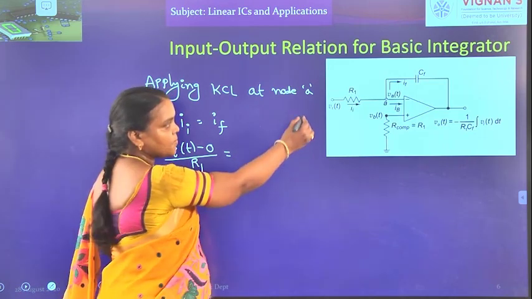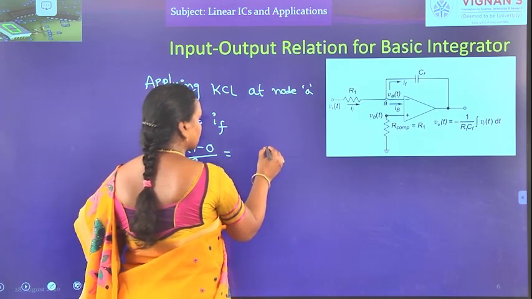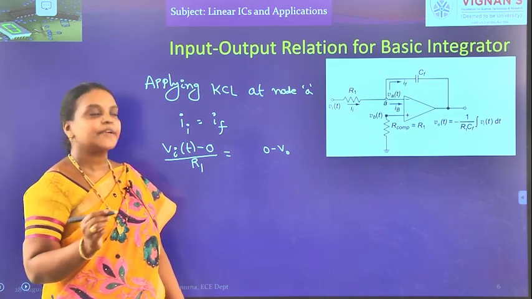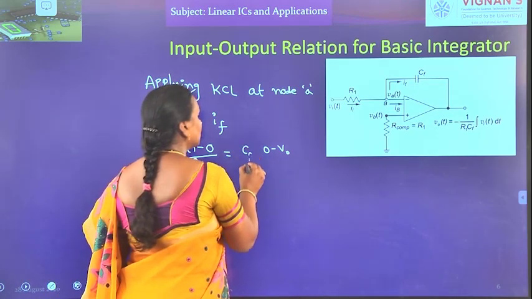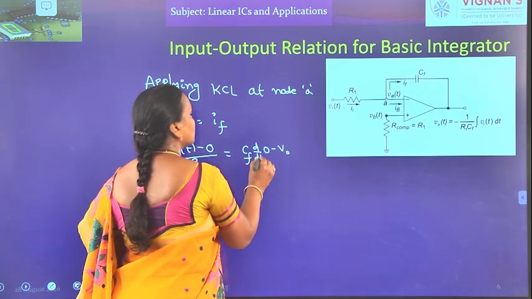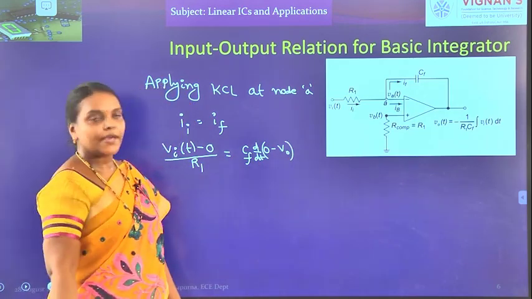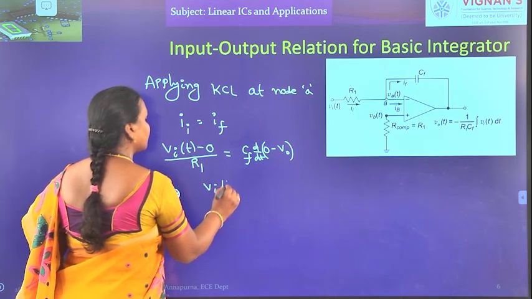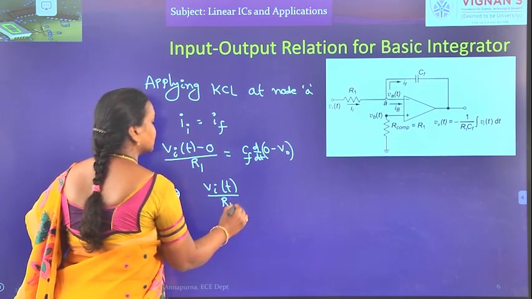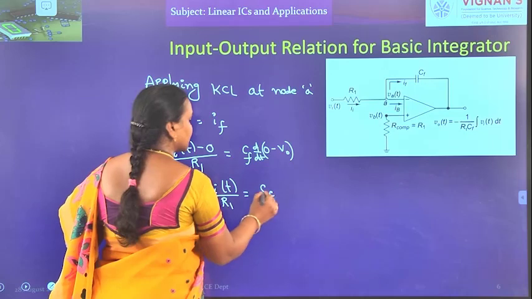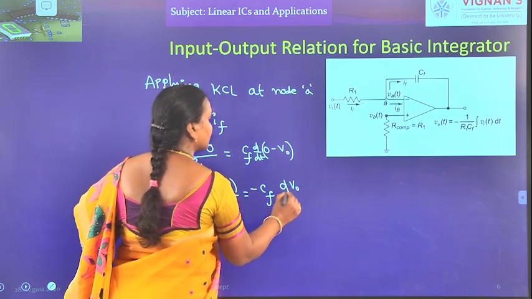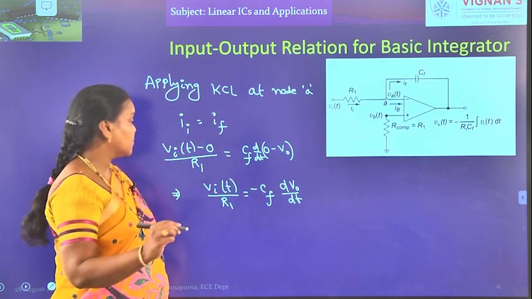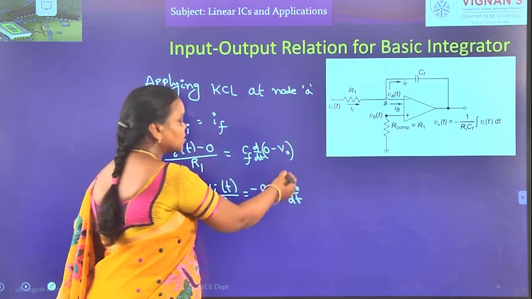IF means 0 minus V0 is the voltage across the capacitor, and for a capacitor what is the voltage-current relationship? It is CF into d by dt of the voltage across the capacitor. So, now VI of t by R1 is equal to minus CF into dV0 by dt.